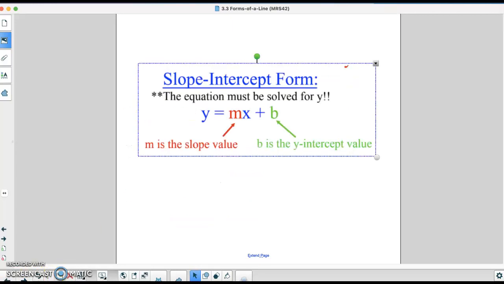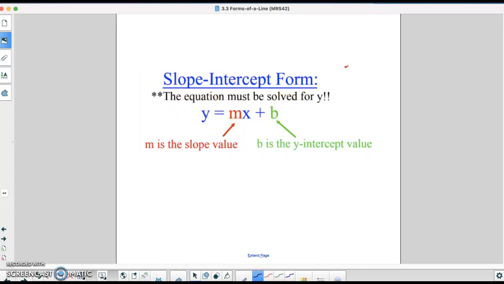Of course, let's take a look at what slope-intercept form looks like. When we have y equals mx plus b, if the equation is written in this way, we call it slope-intercept form. There's a reason that we call it that, because we are able to read the slope and also the y-intercept. This is the y-intercept.